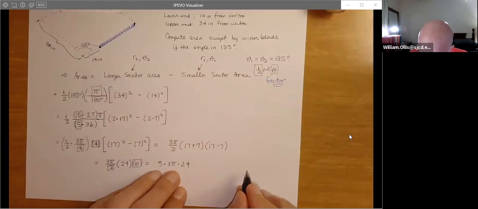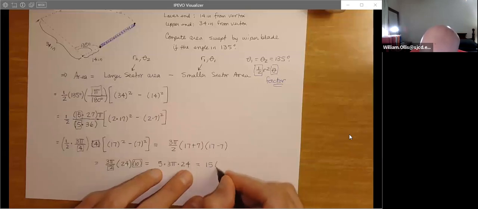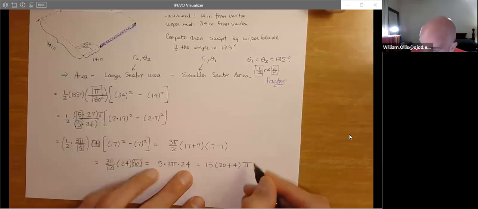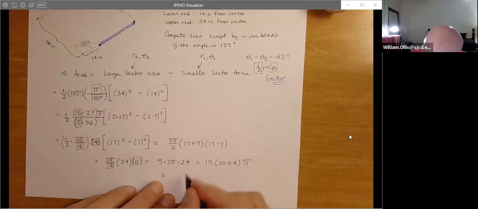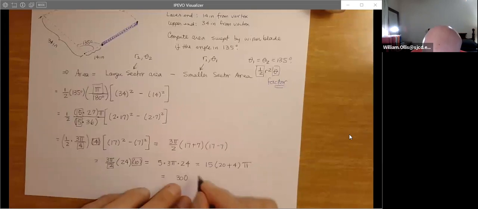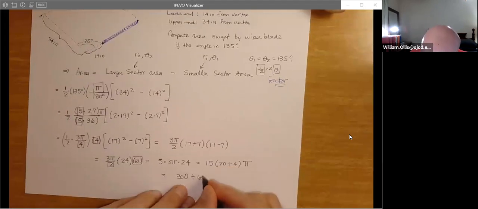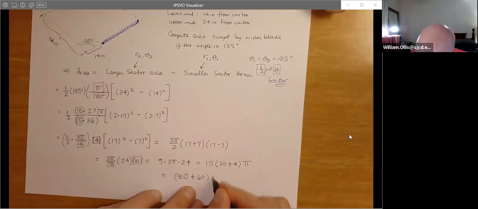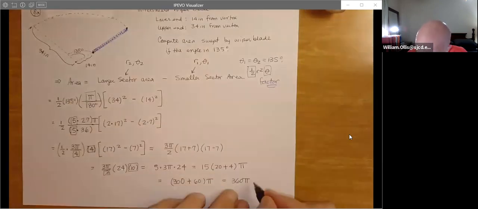We've got, in this case, a 15 times a 20 plus a 4 times the pi. Professor Ron remembered the pi this time. So now we've got a 0. So we have a 0 here, and then a 2 times a 15, that's a 30, plus 4 times a 15, that's a 60, times pi, and that will give us 360 pi. And then, of course, inches squared.